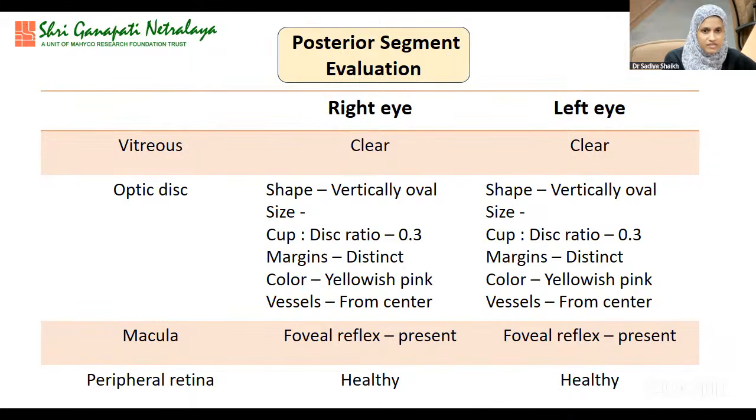Posterior segment evaluation, which is done with the help of indirect ophthalmoscopy, shows there is no abnormality of vitreous, optic disc, macula, or the peripheral retina. Foveal reflex was present and the peripheral retina was healthy.